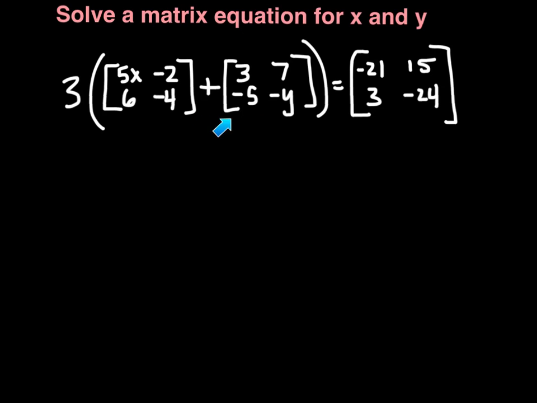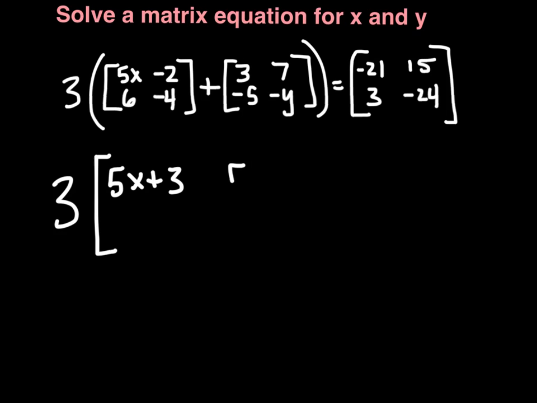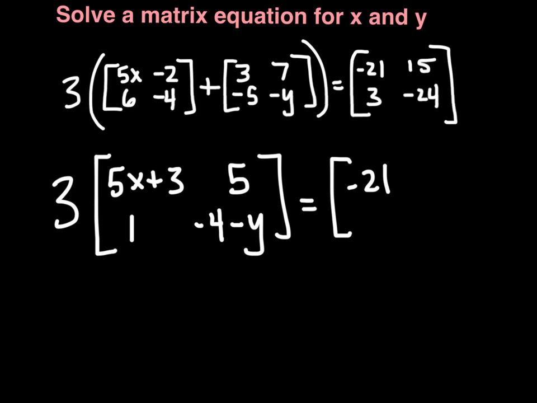So we're going to start by adding these two matrices. We still have a 3 being multiplied by these. And now we'll just add the corresponding elements. So here 5x plus 3, those are not like terms, so we have 5x plus 3. Negative 2 and 7 add up to 5. 6 and negative 5 make a positive 1. And negative 4 plus negative y is negative 4 minus y. All of this is equal to negative 21, 15, 3, and negative 24.